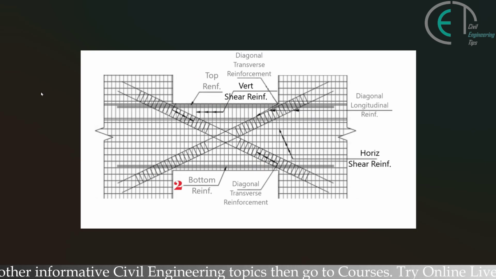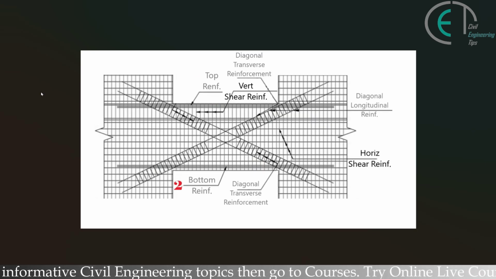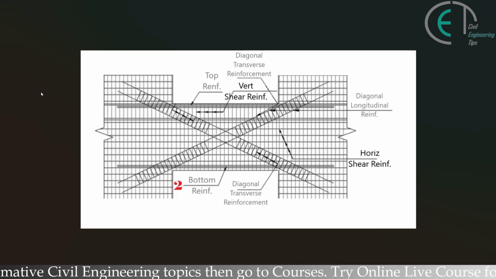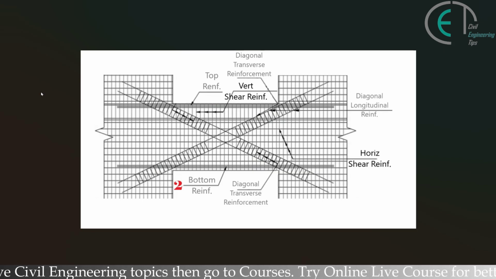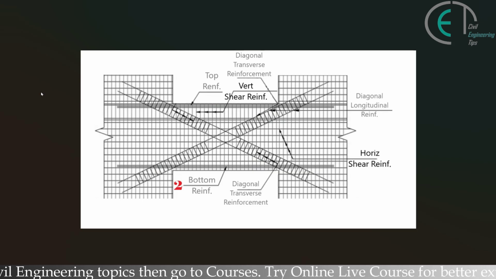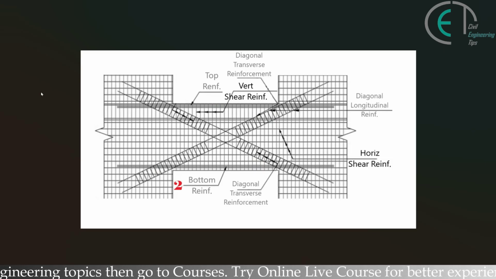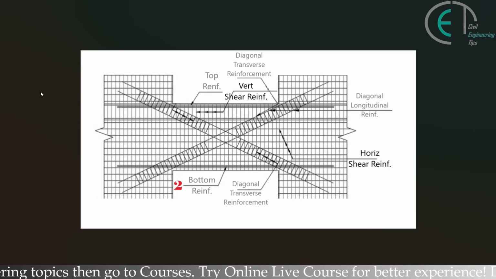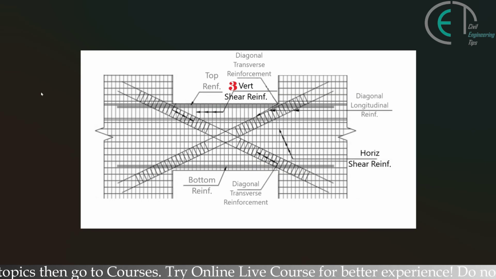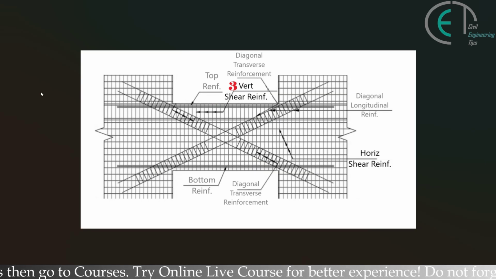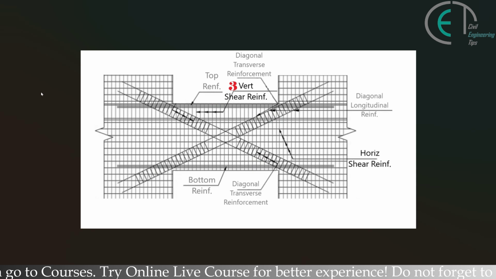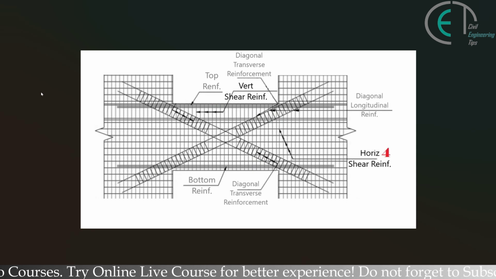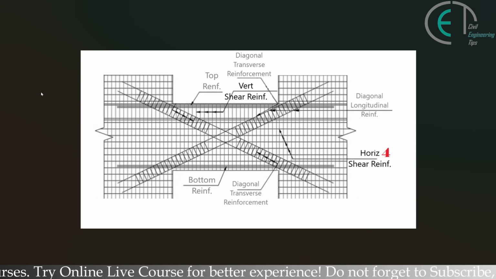Similarly, we have the second rebar in bottom, minimum 2 number of straight rebar. The number of top and bottom rebars varies according to ETABS output. These are longitudinal reinforcement of spandrel. Now let's talk about shear reinforcement of spandrel. 2 types of shear reinforcement are required. One is vertical and another one is horizontal shear reinforcement.